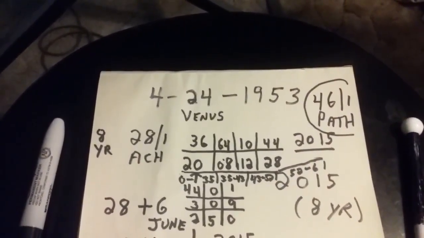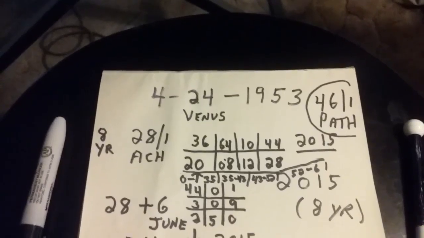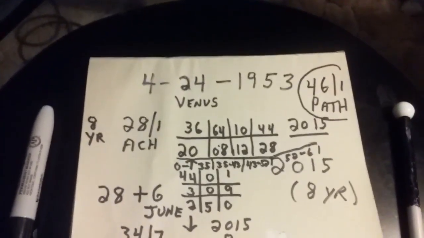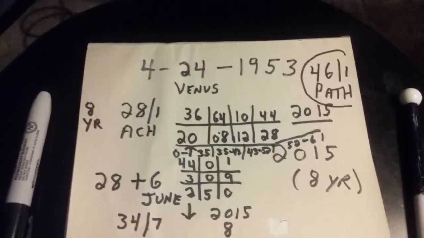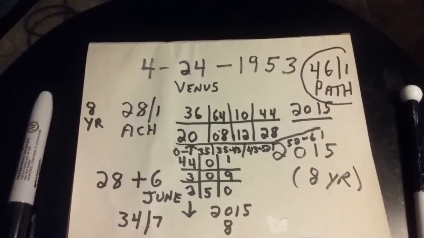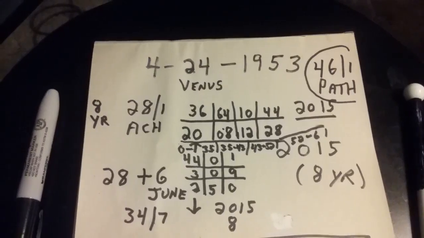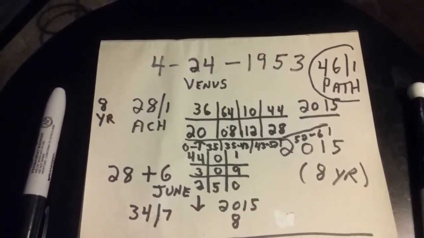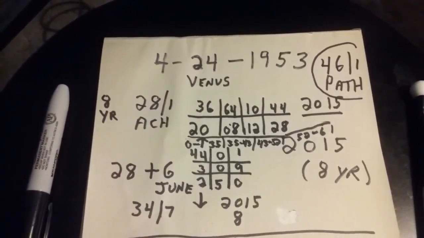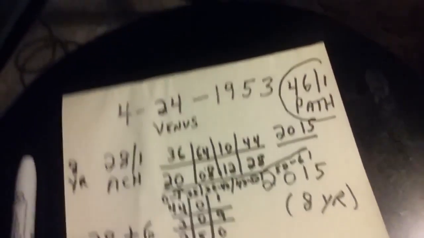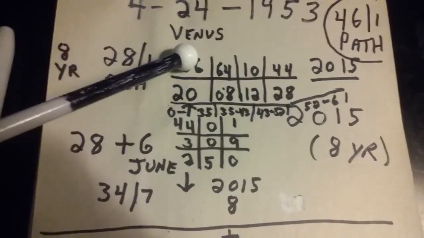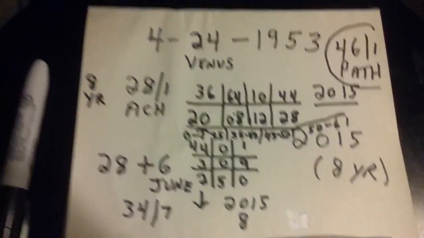Now, I was making up a chart supposing that it was 2015. Of course, I'm in 2016 now. But 2015 adds up to an 8 year. So in an 8 year, with an achievement of 28, you add 28 and 8, and you get 36 for the first pinnacle, which is right here on top.